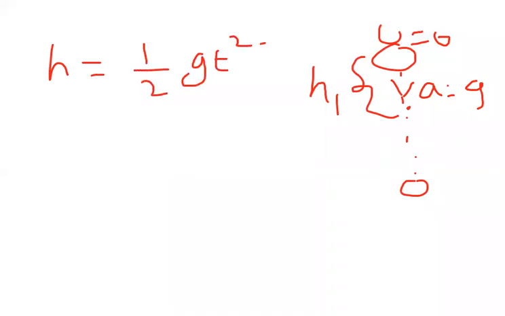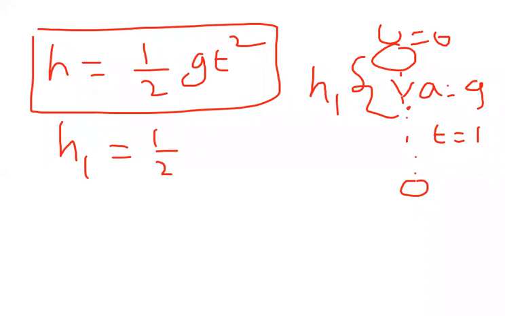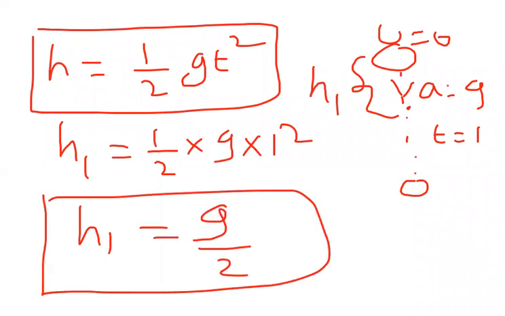Now let us check in free fall. What will be the distance traveled in the first second of its motion, that is h1? For a freely falling body, I can use the simple formula h equal to half g t square. The first second means t is equal to 1. Substituting, h1 is equal to half into g into 1 squared, so h1 is also g by 2. That is the first second in free fall.